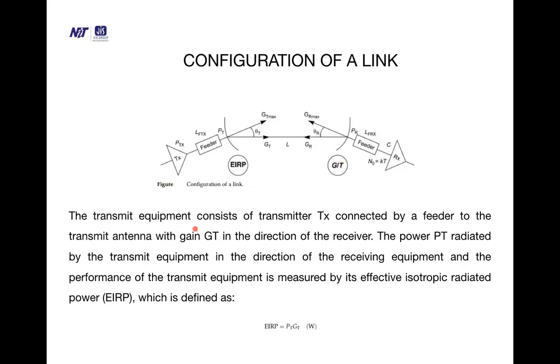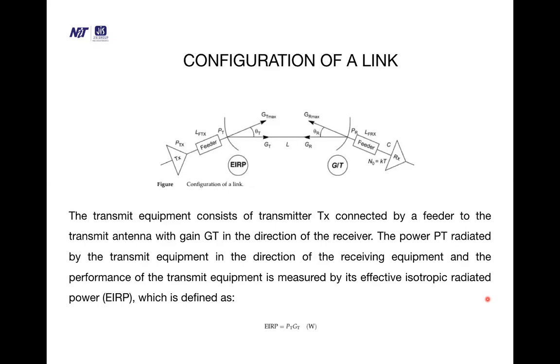The transmit equipment consists of a transmitter TX connected by a feeder to the transmitting antenna with the gain GT in the direction of the receiver. The power PT is radiated by the transmit equipment in the direction of the receiving equipment, and the performance of the transmit equipment is measured by its effective isotropic radiated power, EIRP. Therefore, how the signal is coming to the space is known as EIRP from the antenna. So EIRP is the output from the antenna.